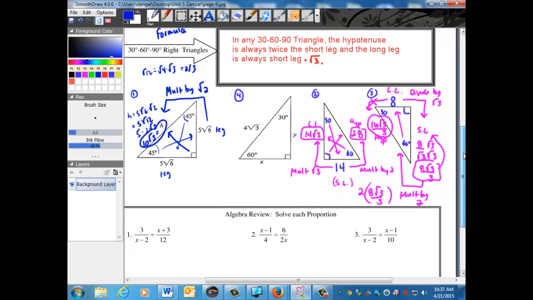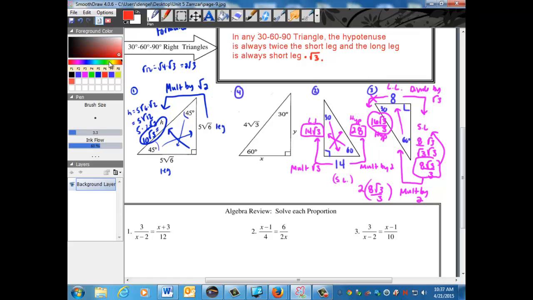Alright, we made it to our last problem. Problem number 4. We're given the hypotenuse, which is 4 rad 3. The side opposite 30 degrees will be our short leg. So x is our short leg, SL. To move from hypotenuse to short leg, we're going to decrease, divide by 2. So that would give me 4 rad 3 over 2, which would just give me x equals 2 rad 3.